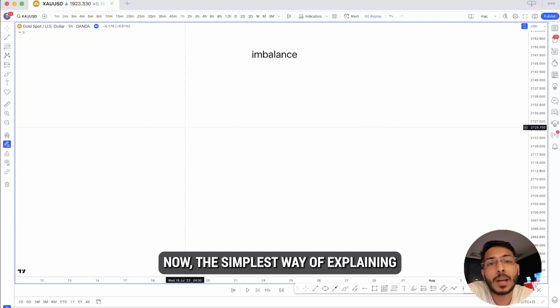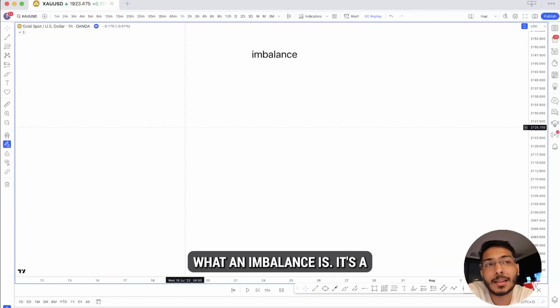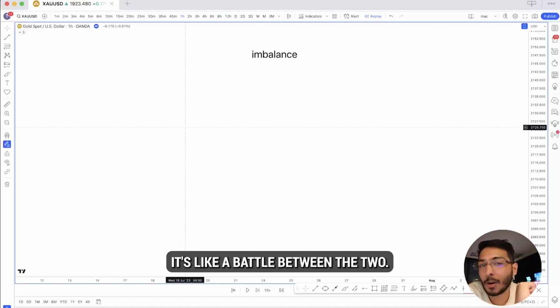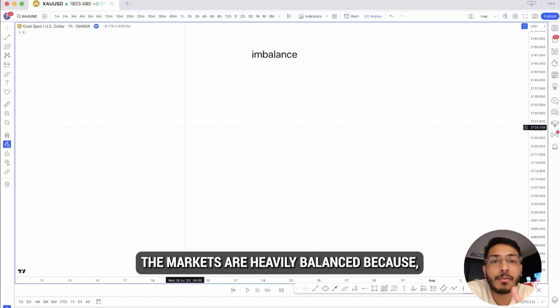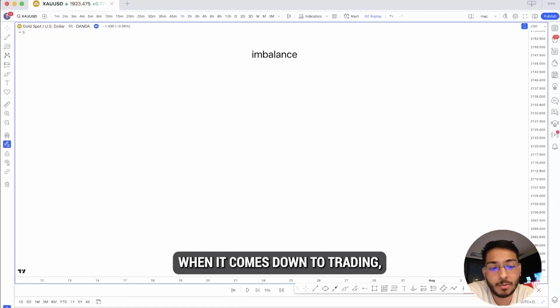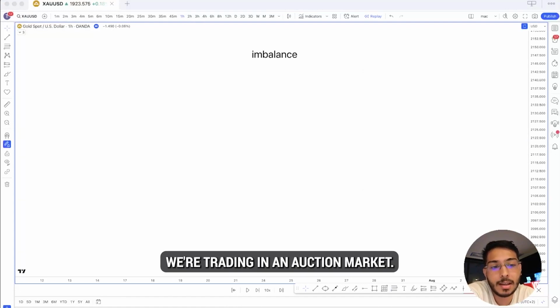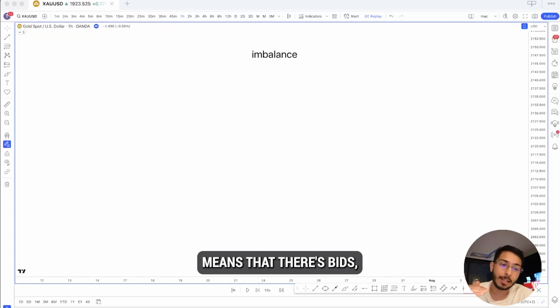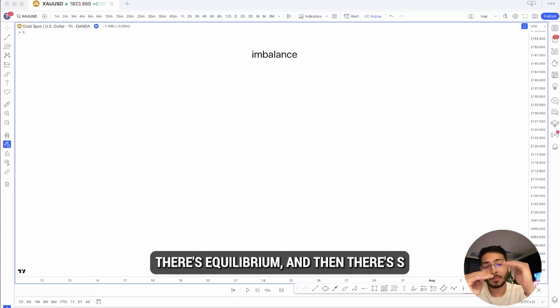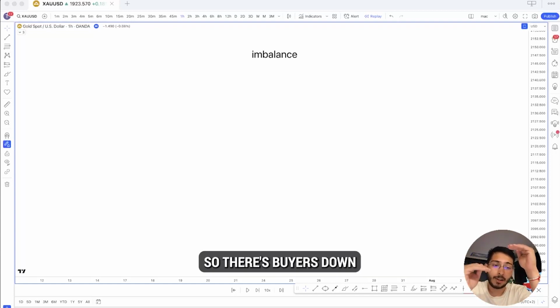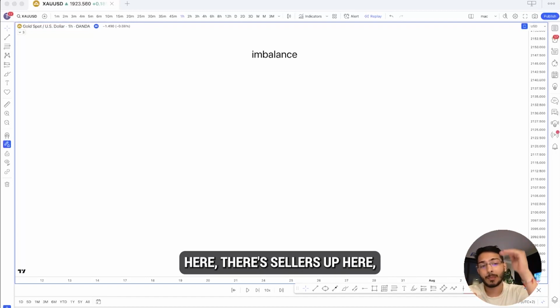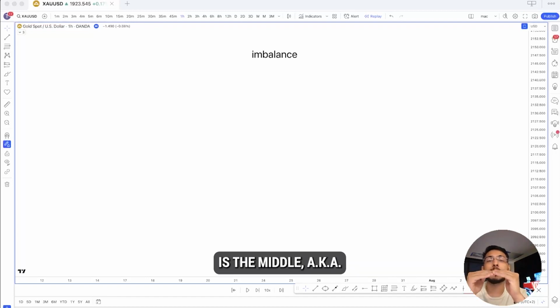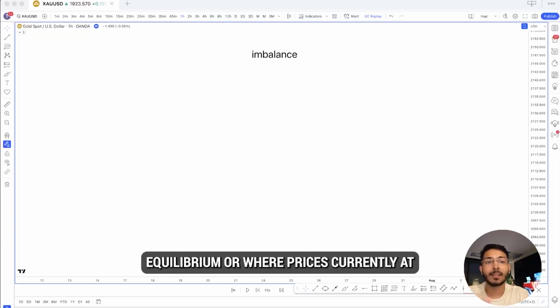Now, the simplest way of explaining what an imbalance is, it's a force between supply and demand, right? It's like a battle between the two. The markets are heavily balanced because, when it comes down to trading, we're trading in an auction market. And trading within an auction market means that there's bids, there's equilibrium, and then there's asks. So there's buyers down here, there's sellers up here, and then where they meet is the middle, aka equilibrium, or where price is currently at.